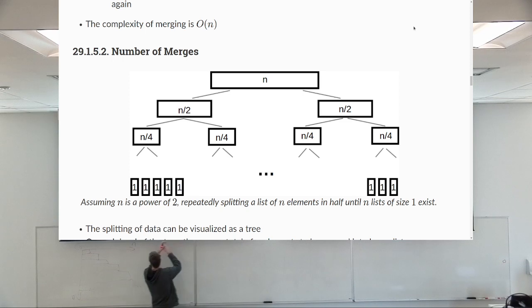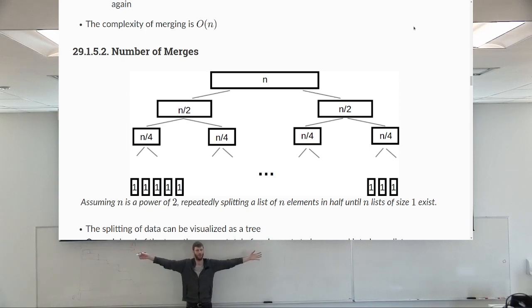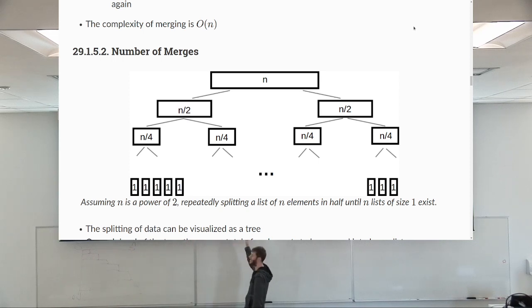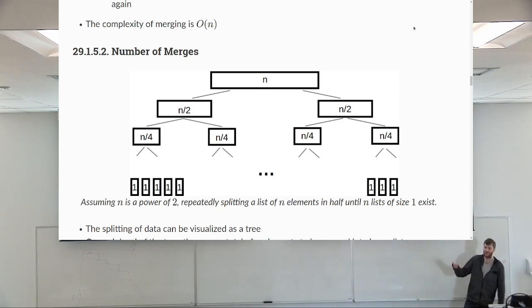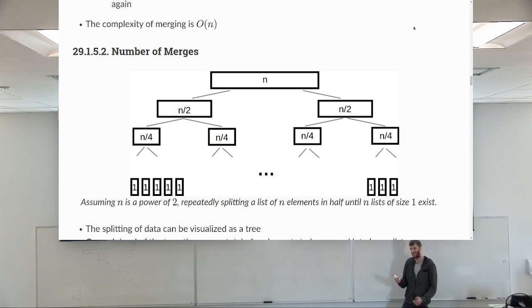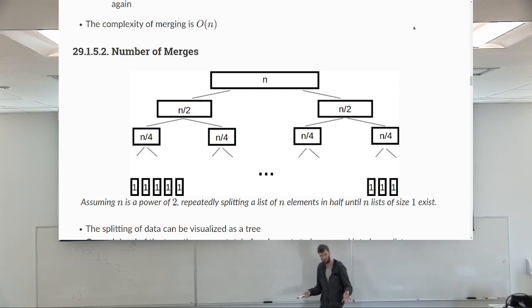To merge these two, it's like 2 units of work. To merge these two, it's another 2 units of work. To merge the next two, it's another 2 units of work. But if I have n of those things that need to be merged, doing all the merges necessary to end up with n over 2 lists of size 2, I have to do like n units of work on that level.